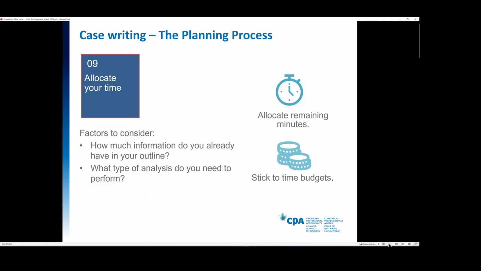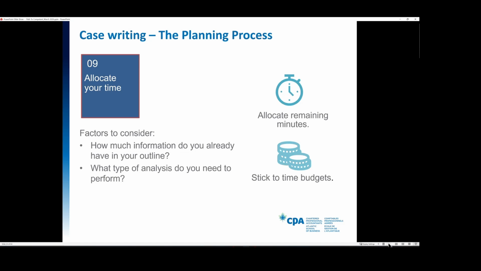When it comes to step 9, you're allocating your time. You are not going to say, well, I have 210 minutes, I have 14 assessment opportunities, so therefore I'm just going to evenly allocate time for each of those assessment opportunities. No, the factors you need to consider is how much information do you already have in your outline?